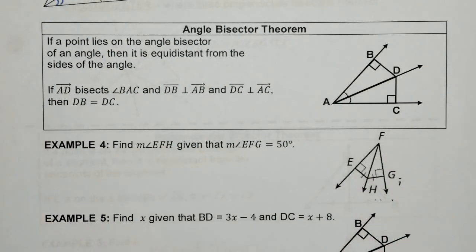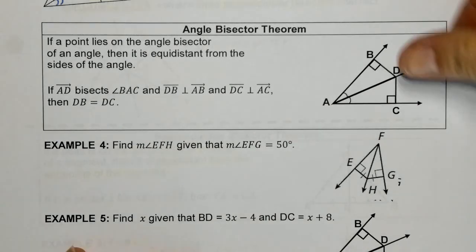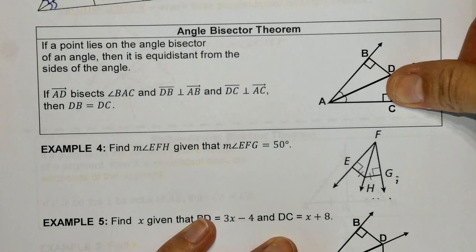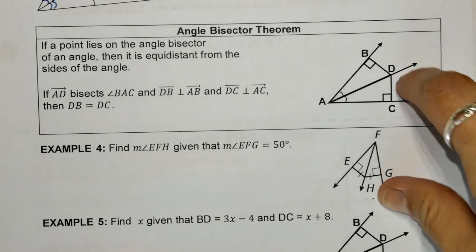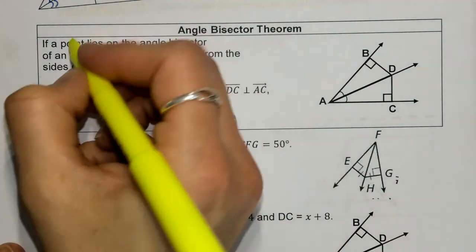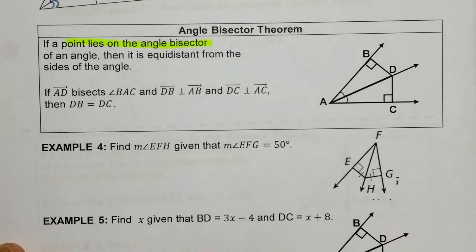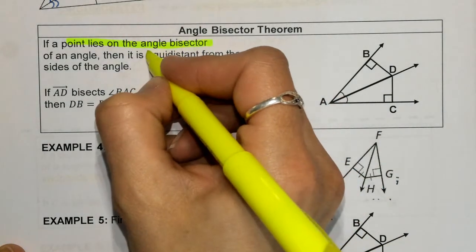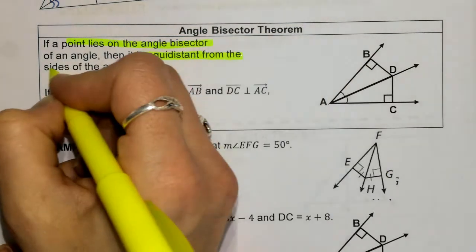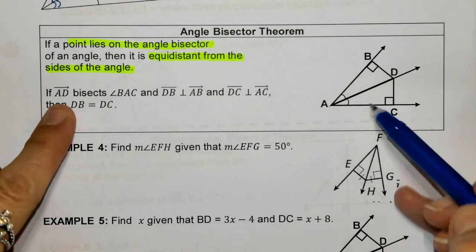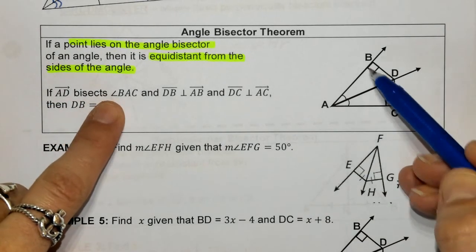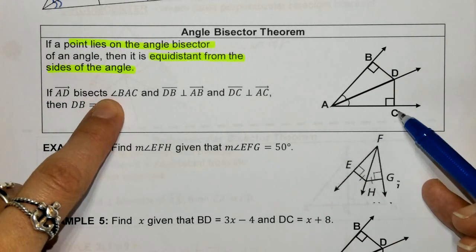Your angle bisector theorem is saying we're just looking at angle bisector, not your triangle. So right now we're not looking at here or here. We're just looking at angle BAC, and ray AD is going to be the bisector. If we have a point that lies on the angle bisector, then that point, just like when we did the perpendicular bisector, is going to be equidistant, and it's going to be equidistant from the sides of the angle. So what that means, like I told you here, we have ray AD bisects angle BAC, okay?